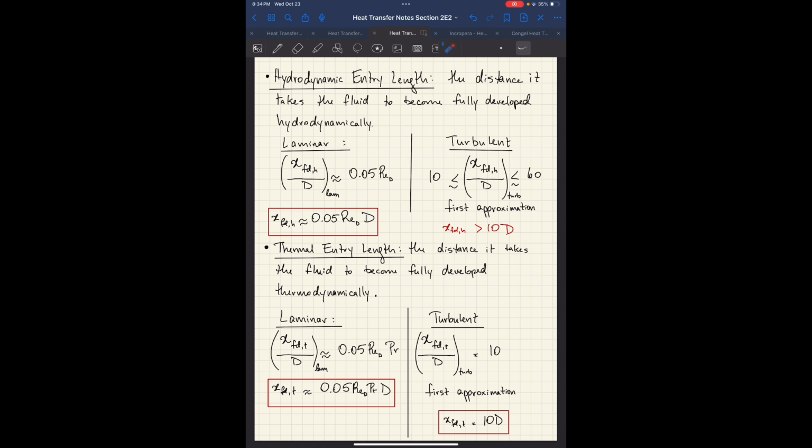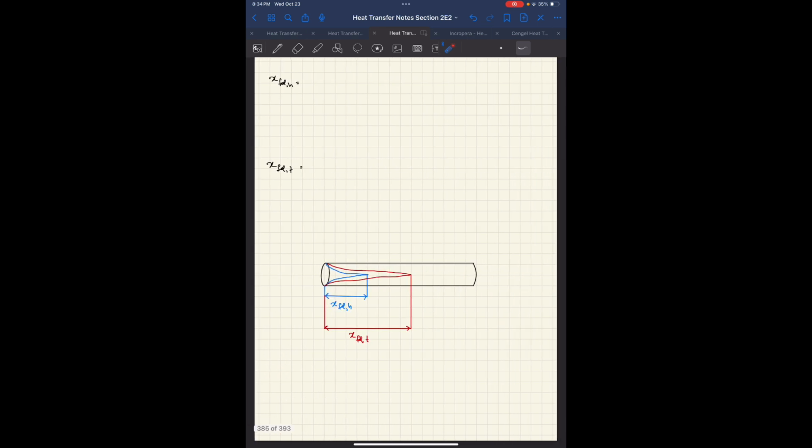The laminar thermal entry length is slightly different, but it's a big difference. You see here we've got the Prandtl number, here we don't. So the thermal entry length depends on the Prandtl number. The hydrodynamic one does not. So at this point, it's a plug and chug game. Okay, so to find the hydrodynamic entry length, we just literally plug in the numbers. It's quite easy.